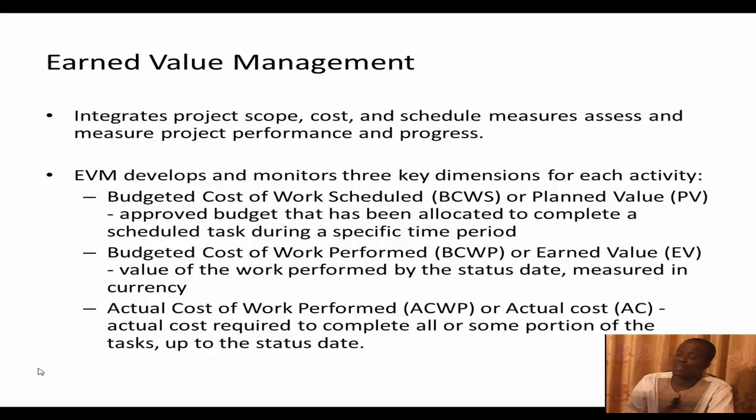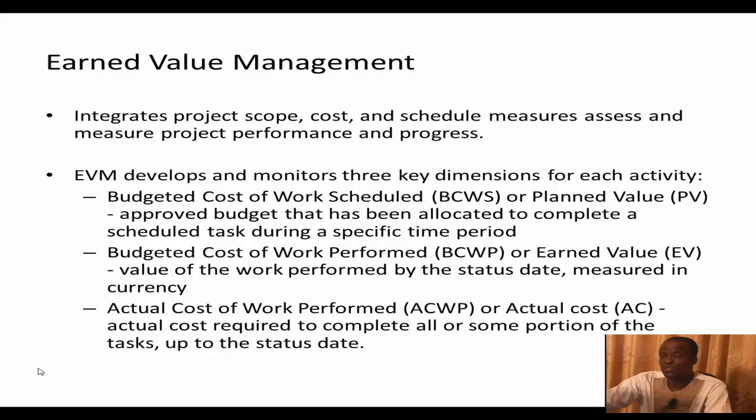The actual cost of work performed, the actual cost, is the actual cost required to complete all or some portion of the task after the status date. So again, in this example, if an activity in a project is supposed to take 2 days, and the budgeted cost of work scheduled, or the planned value of that, within 2 days is supposed to cost 100 Ghana cedis.